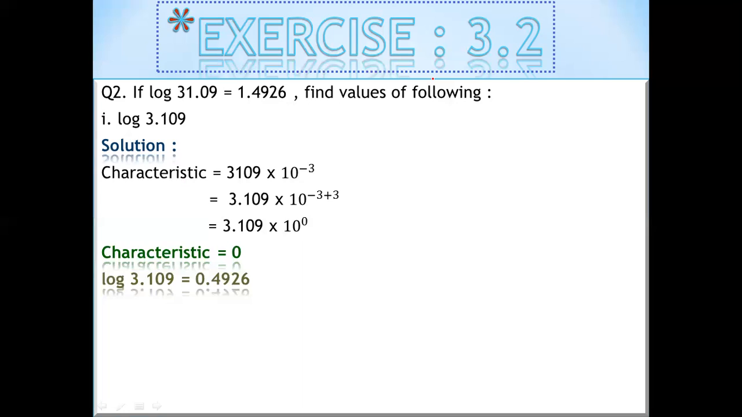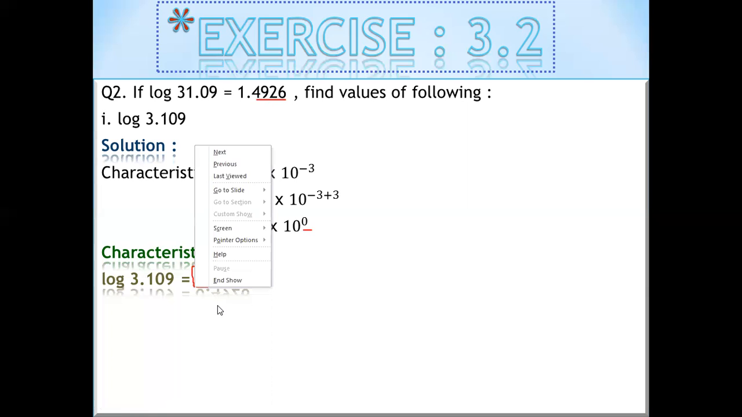In the first part, 3.109, I told you that the Mantissa will be unchanged in each part. In each part, the Mantissa will be 0.4926 and the characteristic will be changed. Now, when you convert 3.109 in the scientific notation, the power of 10 will become 0. It means that in this part we have characteristic 0. The Mantissa will be the same, 0.4926. Only instead of 1 we write there 0.